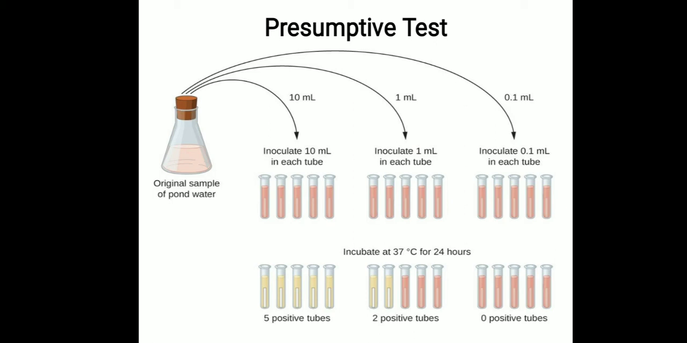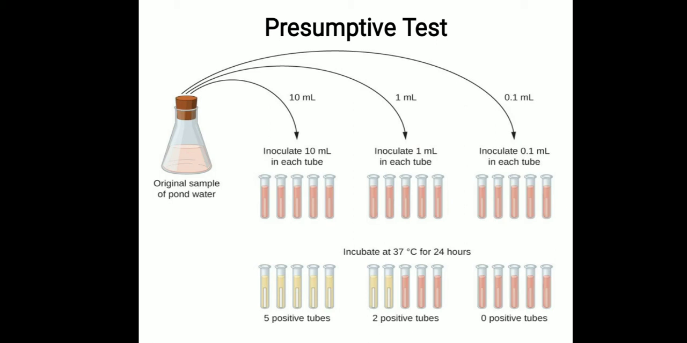Here you will see the conical flask that contains the original sample of pond water. Here we used a sample of pond water. We will transfer 10 ml to 5 test tubes, 1 ml to another 5 test tubes, and 0.1 ml to another 5 test tubes. So we inoculate the pond water into 3 different sets of test tubes, with 5 test tubes in each set. Then we will incubate all these test tubes at 37 degrees Celsius for around 24 hours.